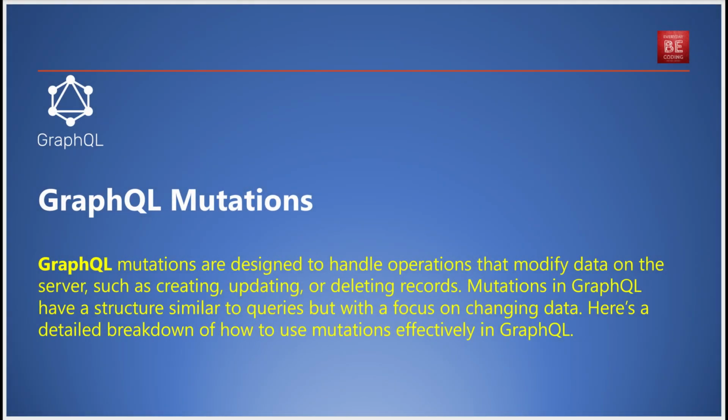Imagine a world where data isn't just static but dynamic, always evolving through interactions and updates. In the realm of GraphQL, this dynamic interaction is handled through something known as mutations. Mutations are essential for performing write operations on the server, such as creating, updating, or deleting data. Unlike queries that fetch data, mutations change data.